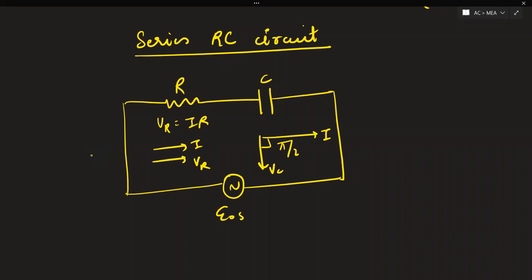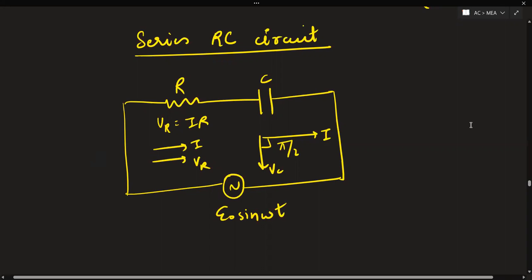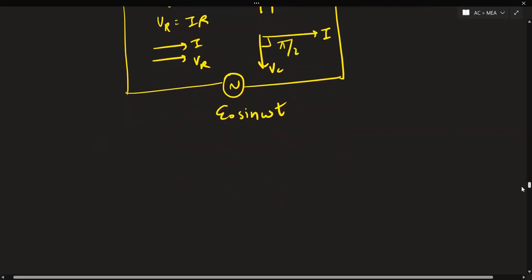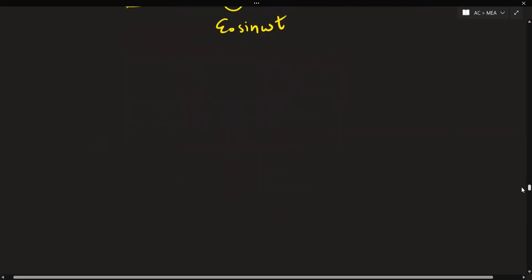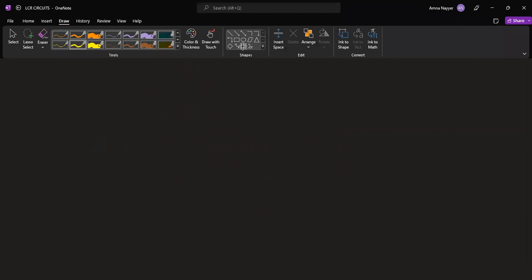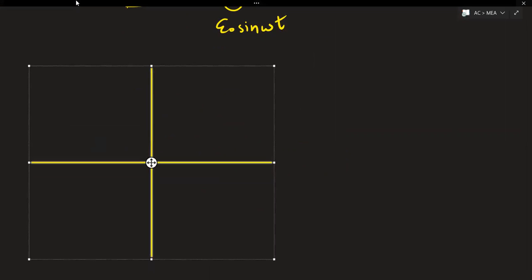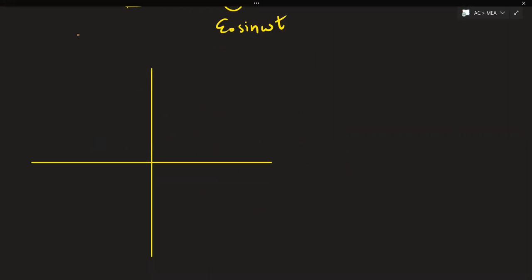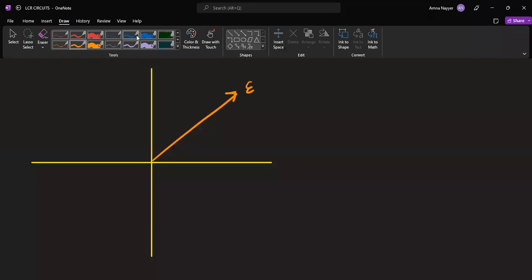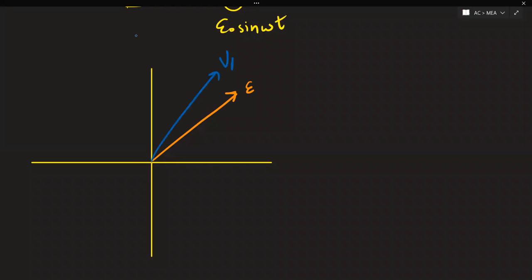So this will also be E naught sine omega t. Fine. So now instead of resistor and inductor, you have only resistor and capacitor. There are other circuits as well, but those are not included in your syllabus. LC circuits, then all different types of circuits. So here what will happen if you draw this now? If this is the value of EMF, let's say, and this is the value of VR that I draw.